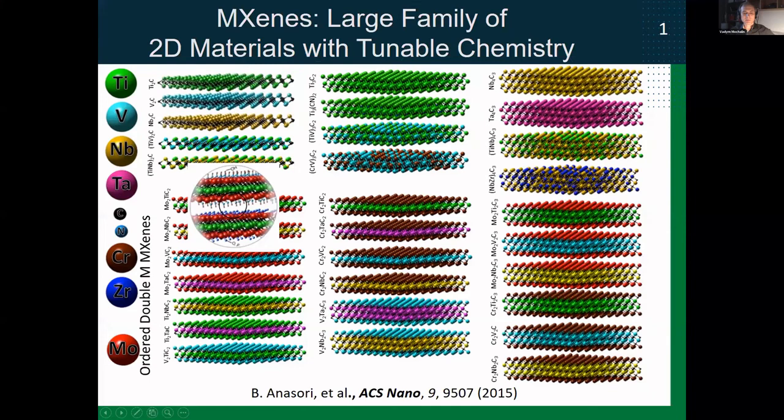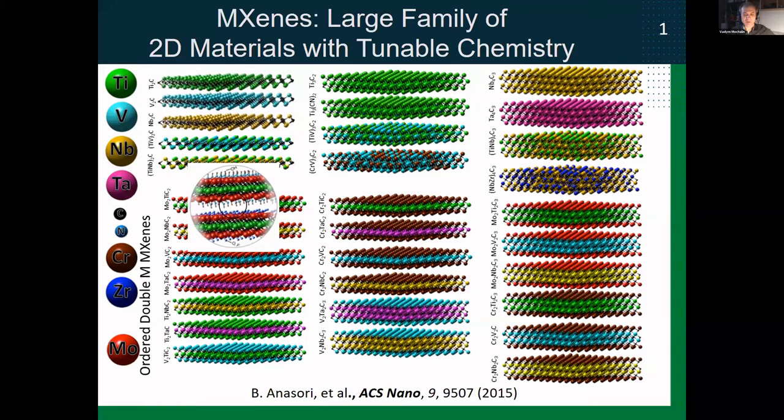As we all know, the family of MXenes is huge, and for me, as a chemist, I'm in the chemistry department here at Missouri S&T. So for me as a chemist, it's a big playground for all kinds of chemistry games.